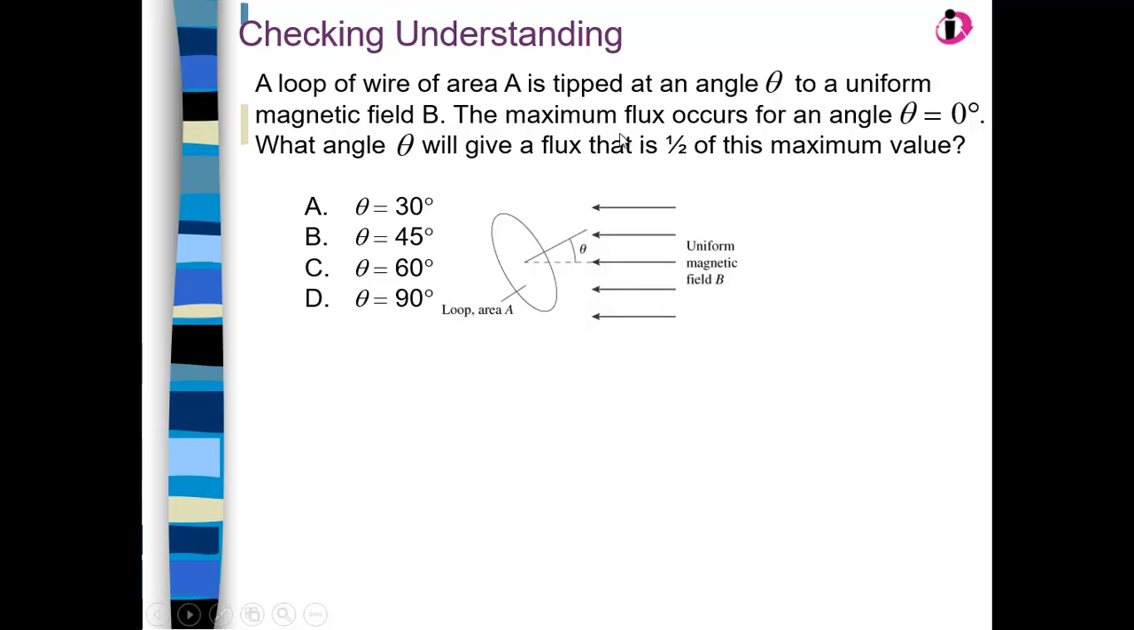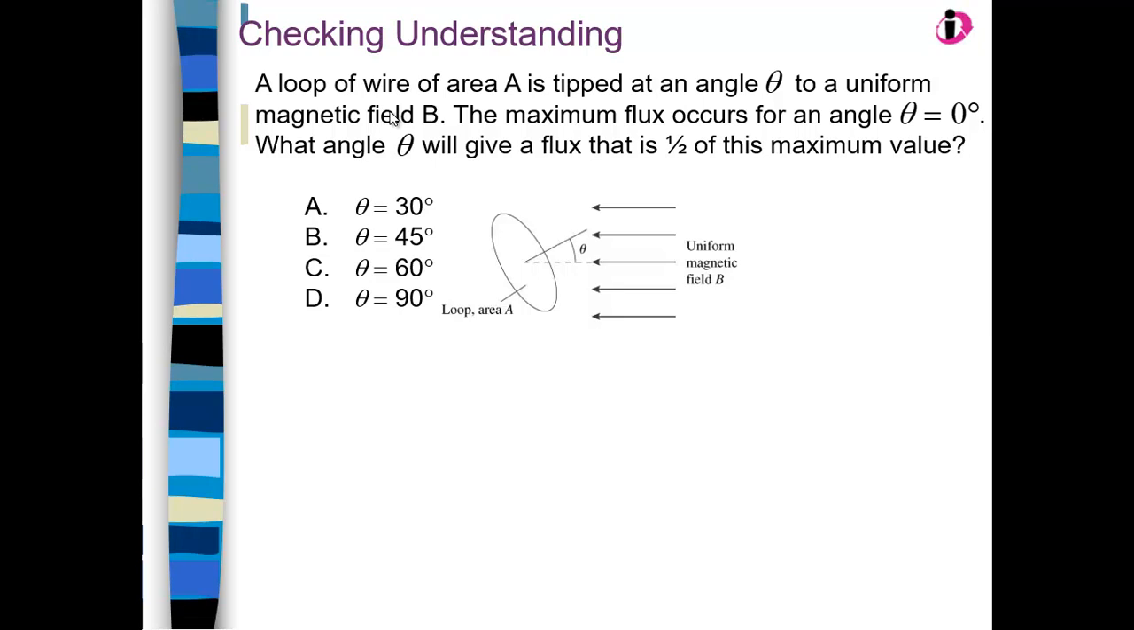The maximum flux occurs at an angle of theta equals 0. So if I were able to take theta and make it equal to 0, I'd have the maximum magnetic flux. Okay, so we want to know what angle will give us half of the maximum magnetic flux. What we would have to find out is where cosine theta equals 1/2.